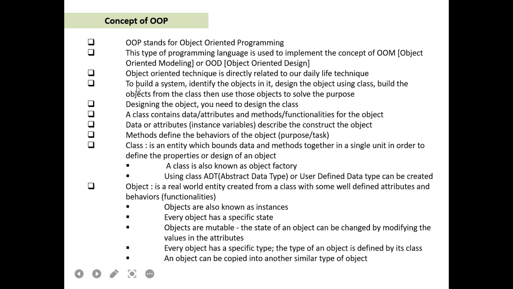Okay, that was about what object oriented programming or OOP is. Next, how to build an object. Now think about an object in our daily life, for example a mobile. How to build a mobile, how to manufacture a mobile? The same thing applies here in object oriented programming: you have to build an object, so you have to think about how to design and build that object.